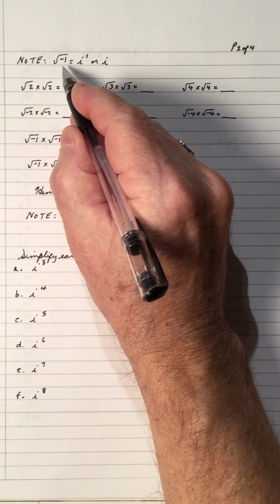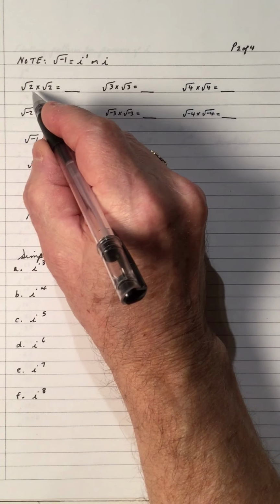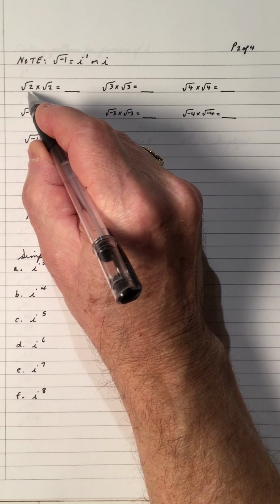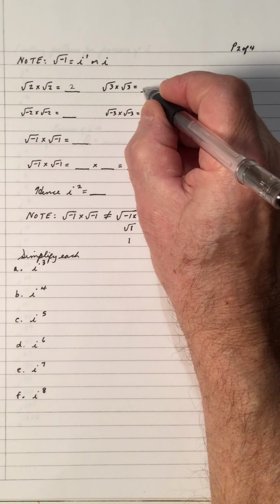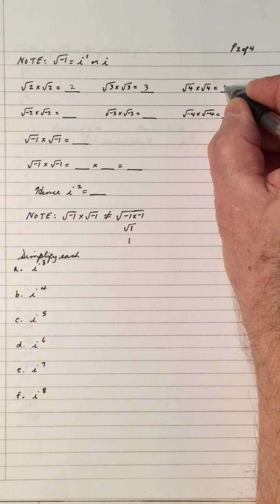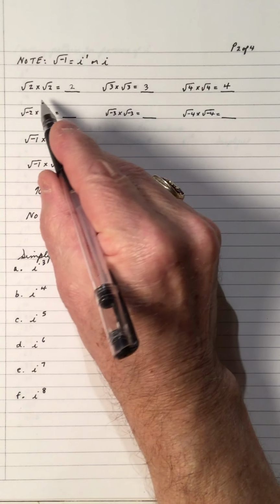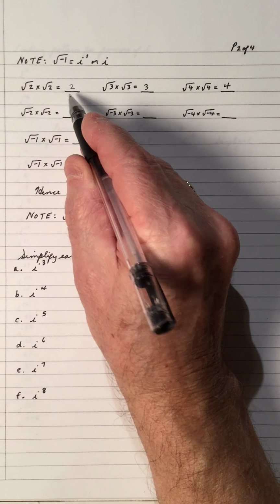Note, the square root of -1 is i to the 1, or i. The square root of 2 times the square root of 2 is 2. The square root of 3 times the square root of 3 is 3. The square root of 4 times the square root of 4 is 4. Note, when you multiply a square root by itself, you get the number underneath the root.